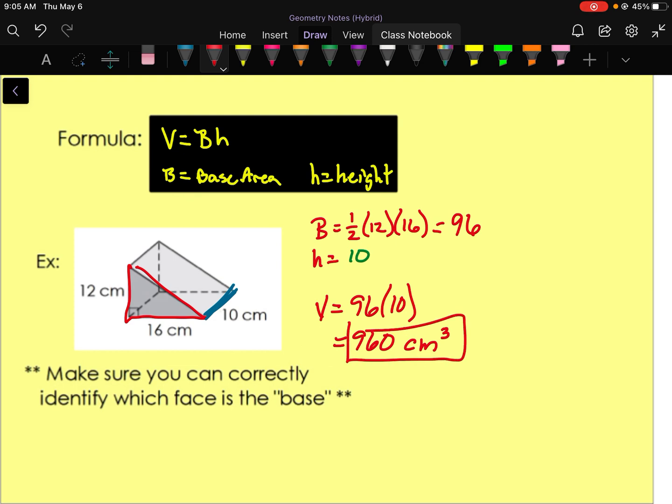So that is surface area and volume of prisms. The key is to make sure you can identify your base correctly, and then no matter which one you're doing, you have to find the area of that base, and then depending on which one you're doing, surface area or volume, you have a little bit more work to do or a lot more work to do. But that'll take care of section 10.2.